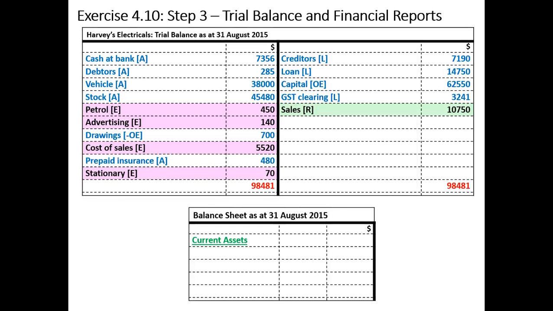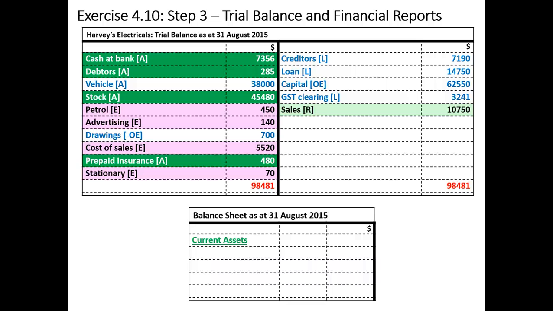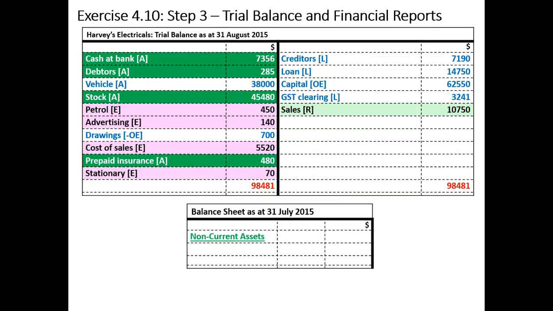We now do the balance sheet. So we'll start with our current assets. Assets have debit balances, so in this case I'm only going to look on the left hand side. So I'm going to look at cash at bank, debtors, stock and prepaid insurance. List those numbers in the first column and total them in the second. Under non-current assets, that only leaves vehicle, so we'll put that in.